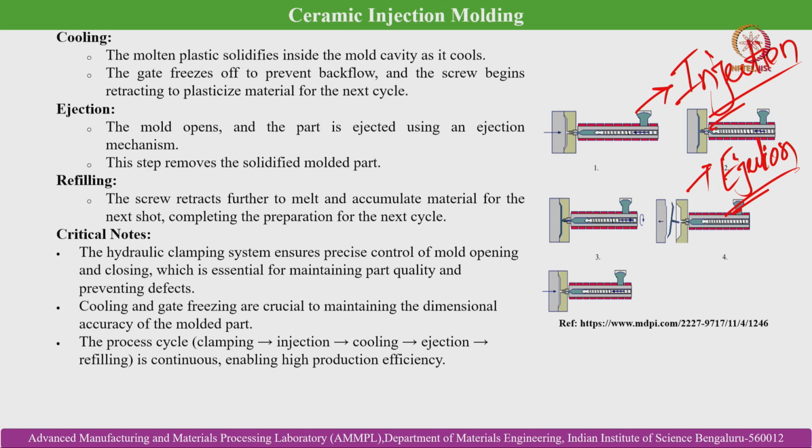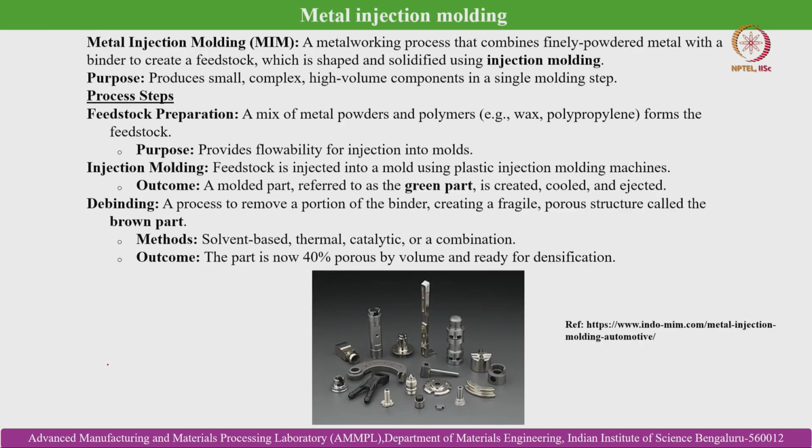The hydraulic clamping system ensures precise control of mold opening and closing, which is essential for maintaining part quality and preventing defects, and cooling and gate freezing are crucial to maintaining the dimensional accuracy of the molded part. The process cycle works like this. First is clamping, then injection, then cooling and green compact development, then ejection of the green compact, and then refilling. So, this is how in cyclic manner the process moves.